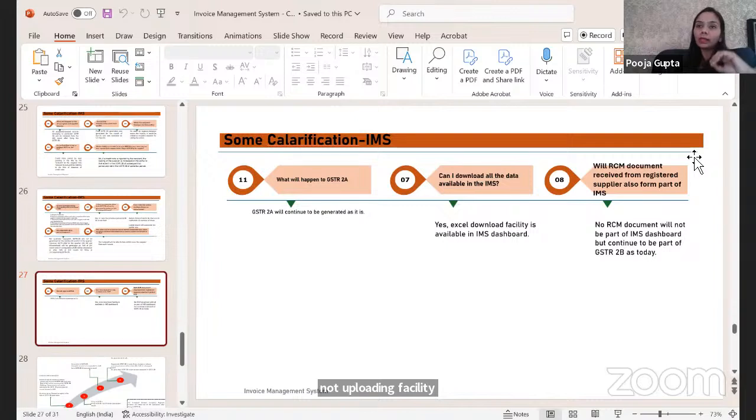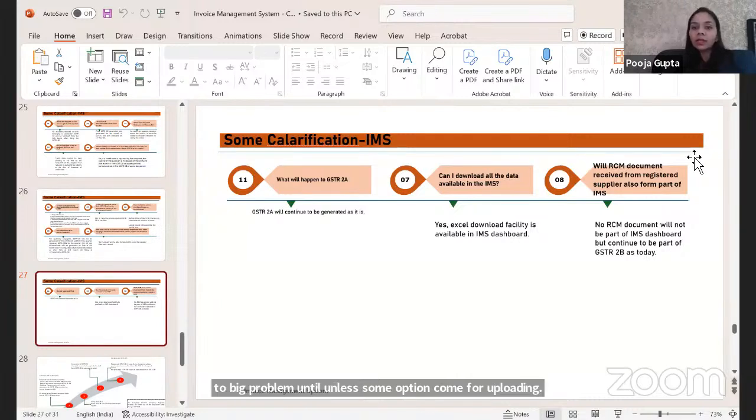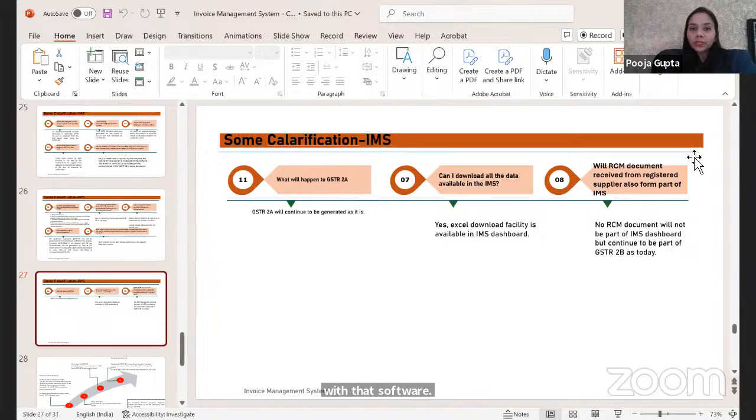This is going to be a big problem until some option comes for uploading, or until some software integrates the IMS dashboard with the accounting software, because otherwise it is going to be a very cumbersome process for big organizations having 10,000 invoices in a month.